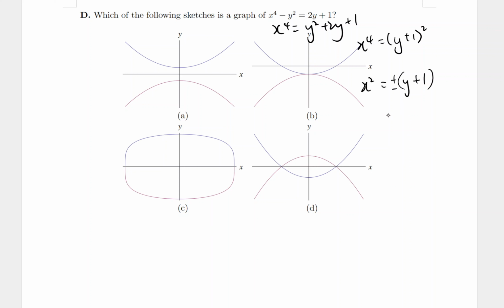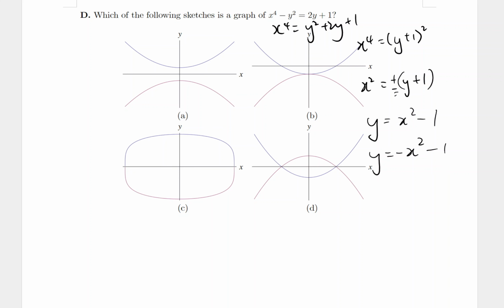Okay, so how about we write it as y equals? So y equals what? So y could equal x squared minus 1. Or if we take the negative, y could be minus x squared. What is it? Minus 1, right? Yeah, is that right? Yeah, I think that's okay.